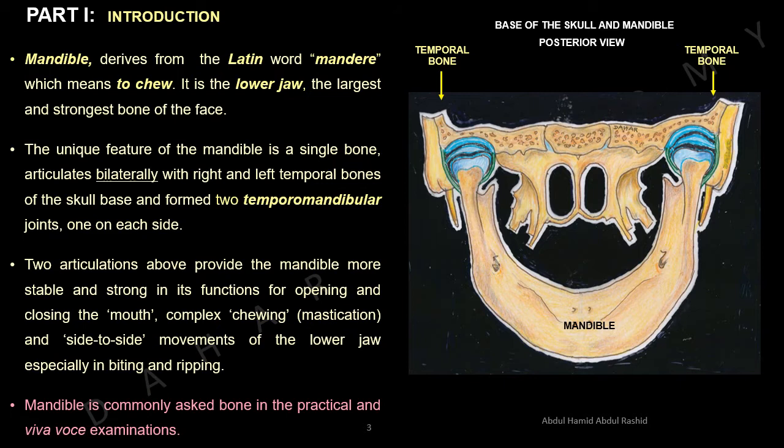Introduction. Mandible derives from the Latin word mandere, which means to chew. It is the lower jaw, the largest and strongest bone of the face.